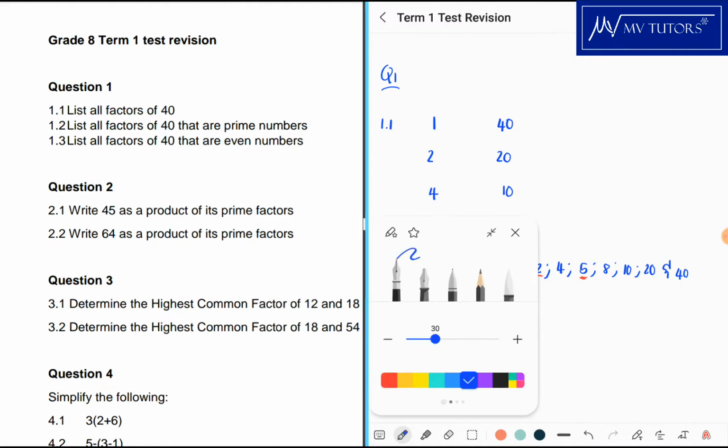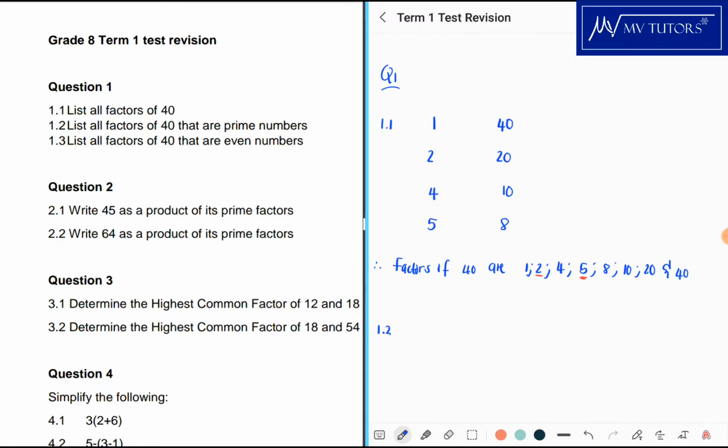So the prime factors of 40 are 2 and 5. All right, now 1.3.